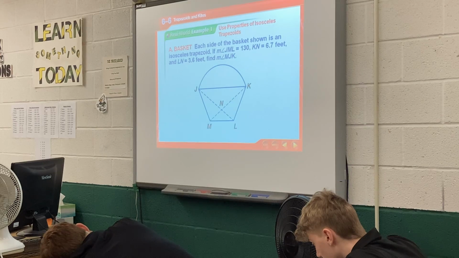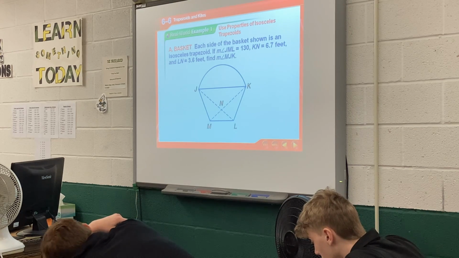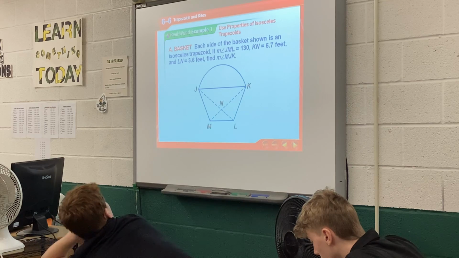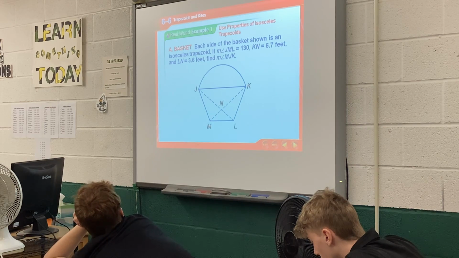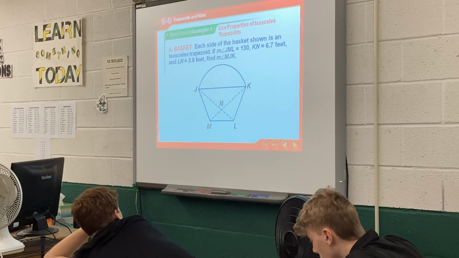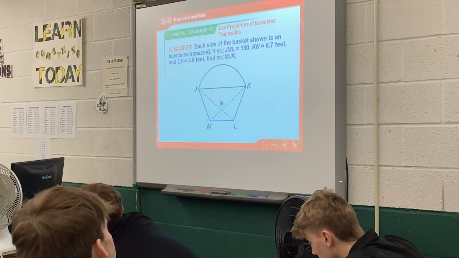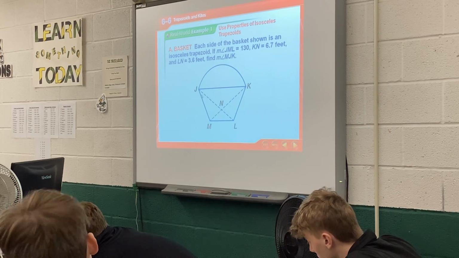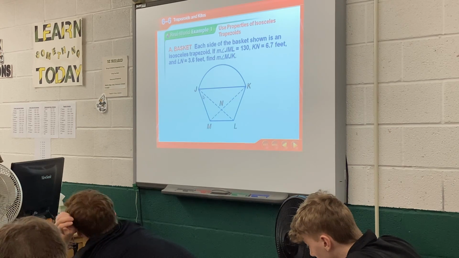If the measure of angle JML is 130, KN is 6.7, and LN is 3.6, can I find the measure of angle MJK? There's a lot going on in the question, but we don't need that for every part. What are we really concerned about in this case? The angles. We're throwing out the lengths right now. So if JML is 130, what is MJK? It's this top one right here. If this is 130, what's this one? 50. I just subtract them, right?